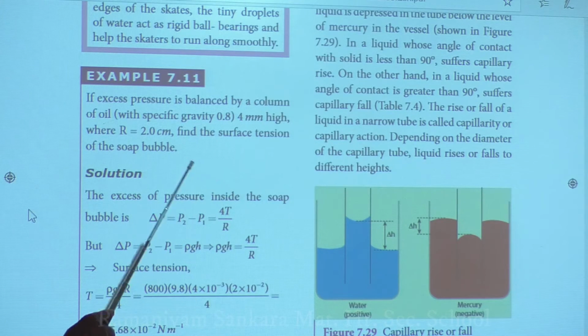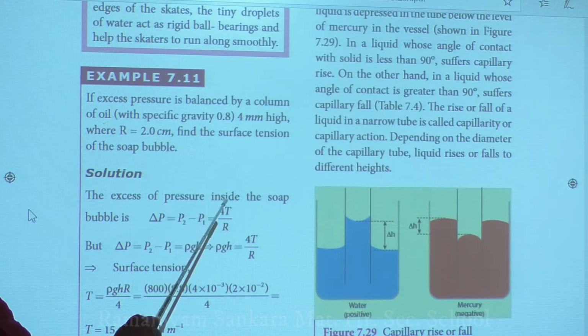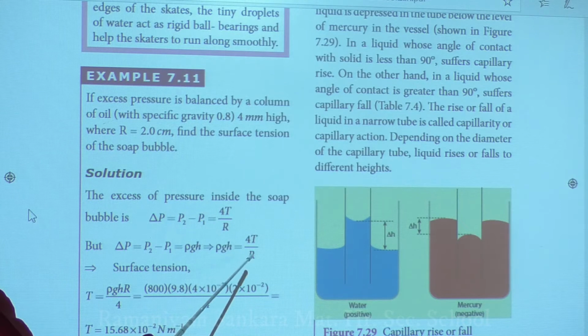Remember, the soap bubble formula is 4T by R. So the extra pressure inside the bubble is 4T by R, and P2 is rho GH, P1 is rho GH. So in general, delta P is rho GH, which is equal to 4T by R. We want only T, so rearranging, T equals rho GH R by 4.